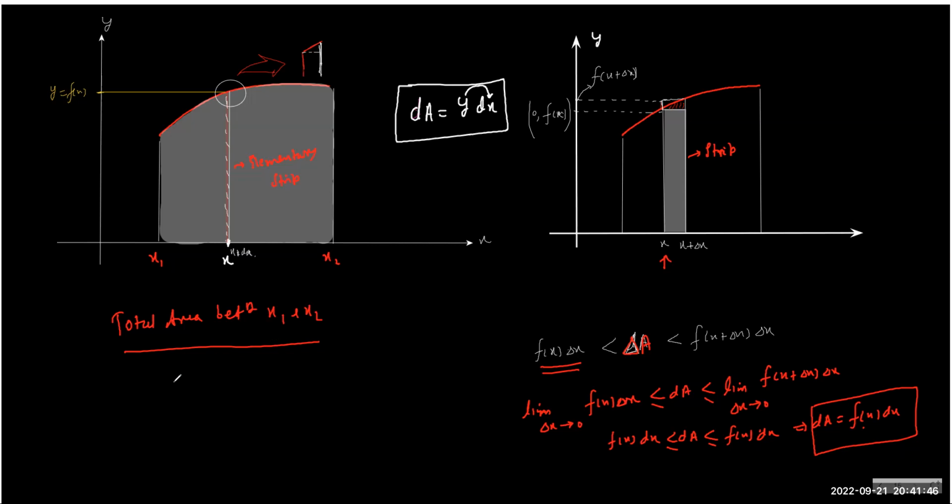So we have to add, so what you write is, the total area is you add or you sum. What you need to sum? f(x) dx from where to where? From x1 to x2.